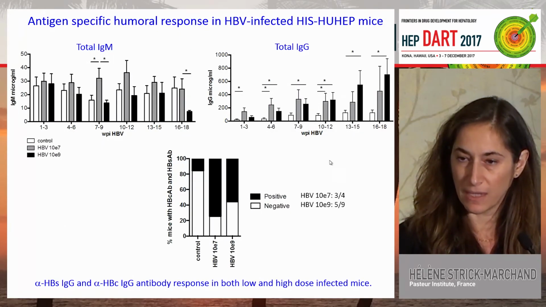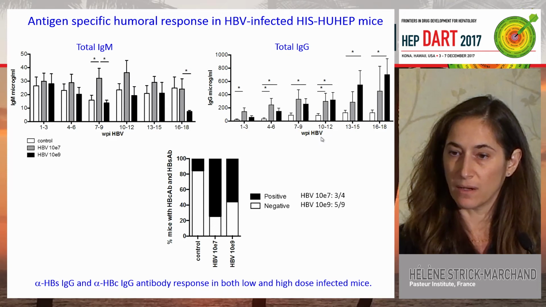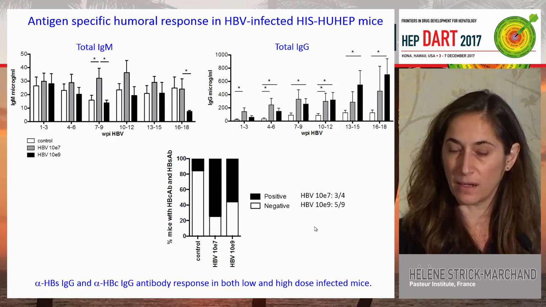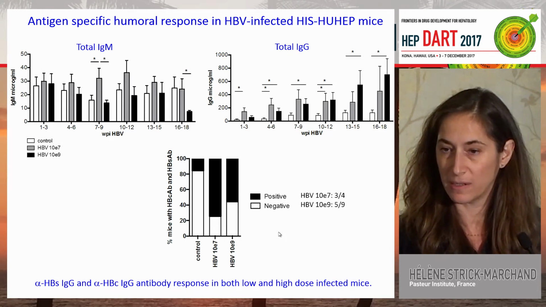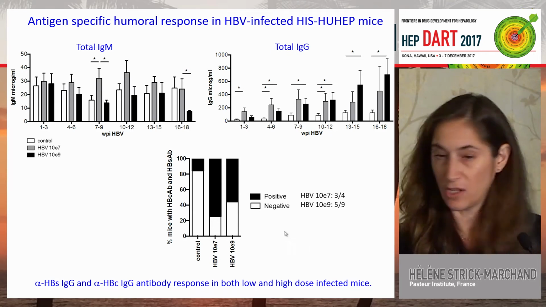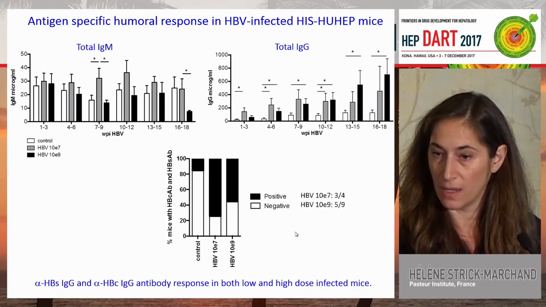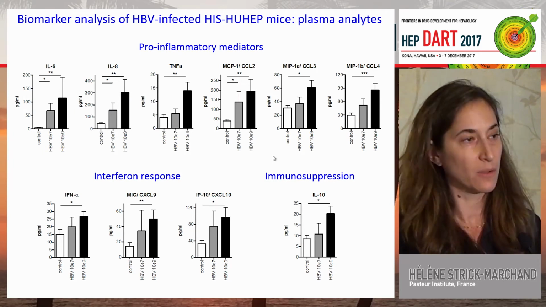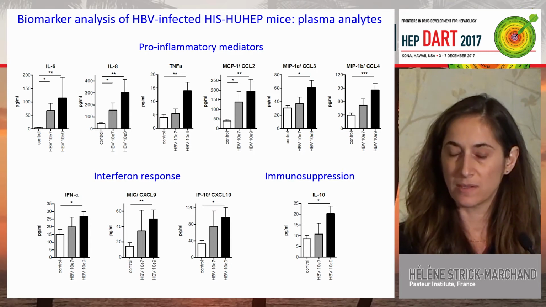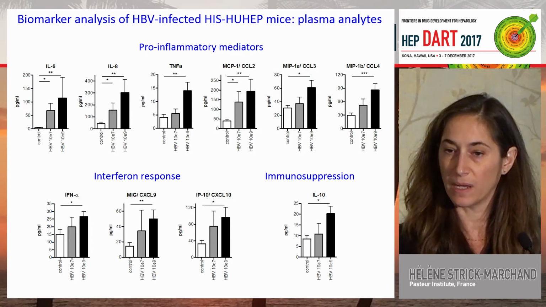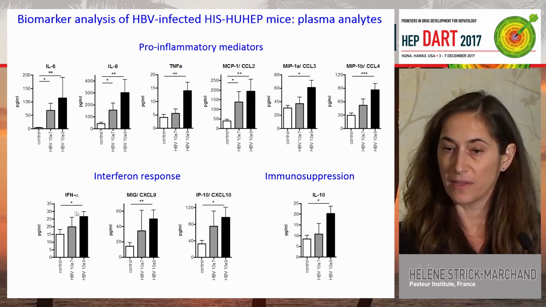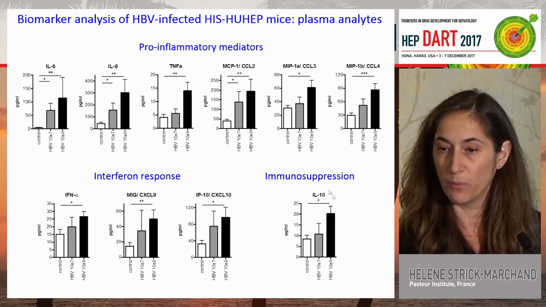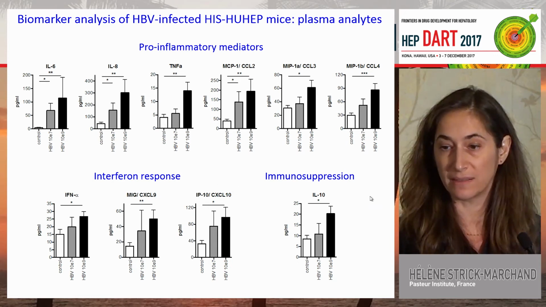And in terms of the antibody responses, the humoral immune response, we see an increase in total IgG, and we see antigen-specific antibodies, so IgGs, with both HBC core and HBs antibody positive mice. And when you look in the plasma of the animals, in this case, we're looking for biomarkers. We see that there is a strong pro-inflammatory response and also some interferon response that's mediated probably by interferon alpha. We see it with the MIG and IP10 upregulation, but we also see immunosuppression with higher levels of IL-10.